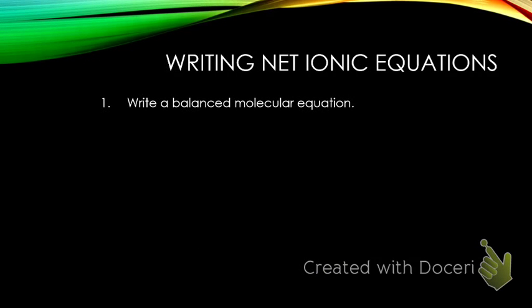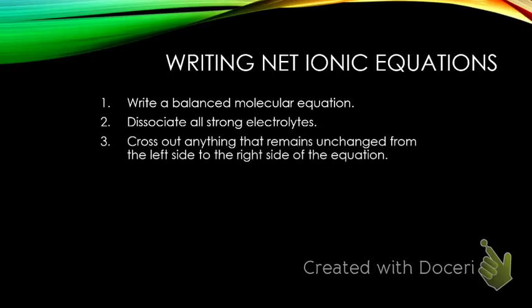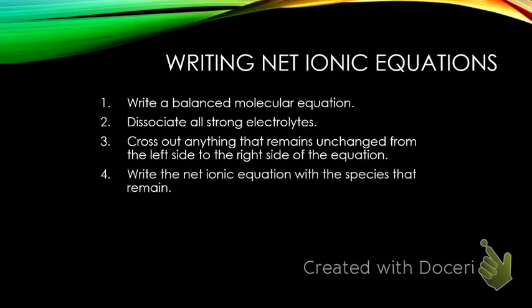So let's go through the rules on how to write a net ionic equation. First, you want to write a balanced molecular equation. Next, you want to dissociate all strong electrolytes. Third, you cross out anything that remains unchanged from the left side, the reactant side of the equation, to the right side or the product side of the equation. Rewrite the things that remain, and you have the net ionic equation. So, let's do an example.